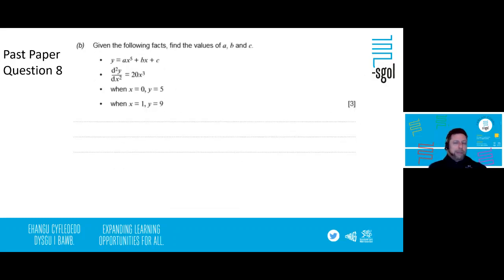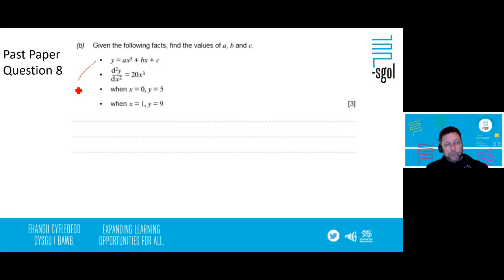Now this one is the other style. You don't get these every year, but these are on most years. So given the following facts, find the values of A, B, and C. All they've told us so far is that y equals. But as soon as they mention d2y/dx squared in this sort of question, or some of them just say dy/dx, I would straight away go and differentiate y equals.